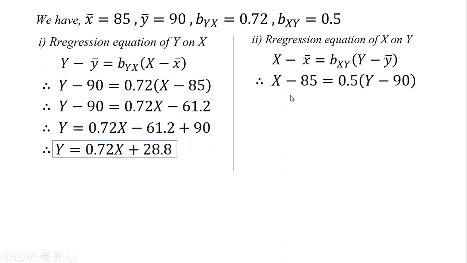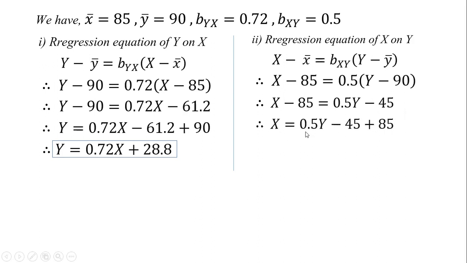Multiplying inside, we get x minus 85 is equal to 0.5y minus 0.5 into 90. We get 0.5 into minus 90 is equal to minus 45. Now we transfer this minus 85 to this side. We get x is equal to 0.5y minus 45 plus 85. Finally, we get this equation x is equal to 0.5y plus 40. This equation is the regression equation of x on y.